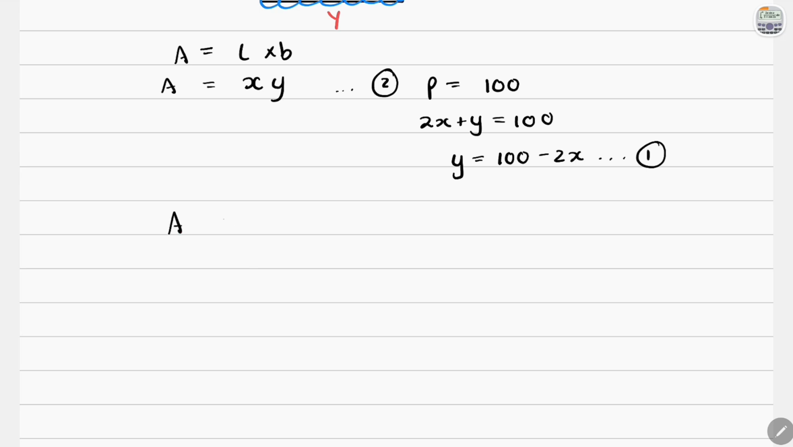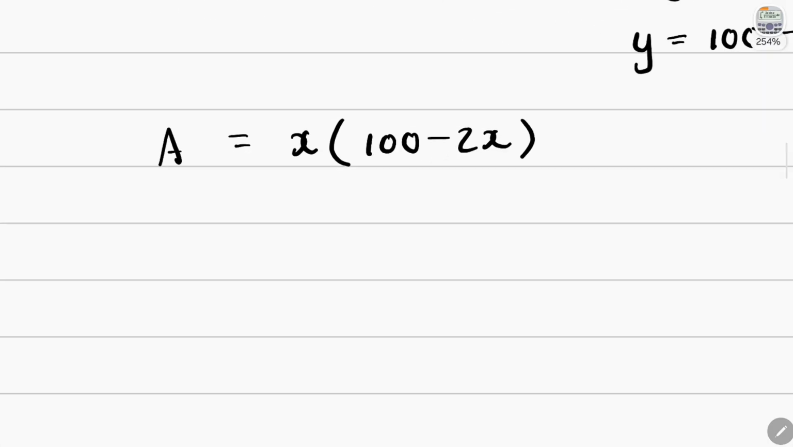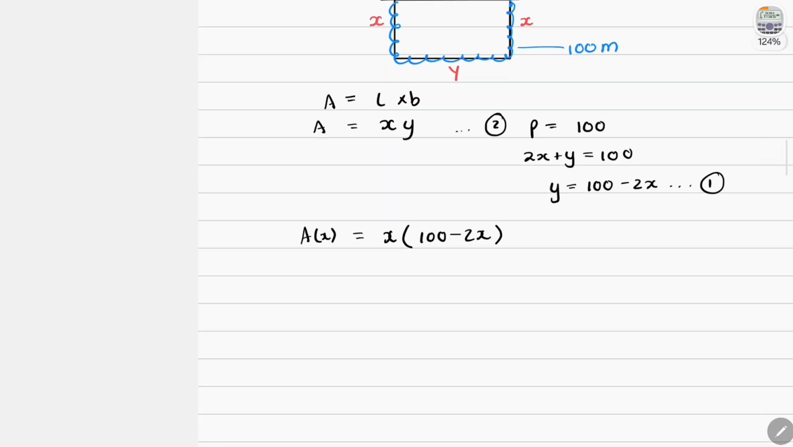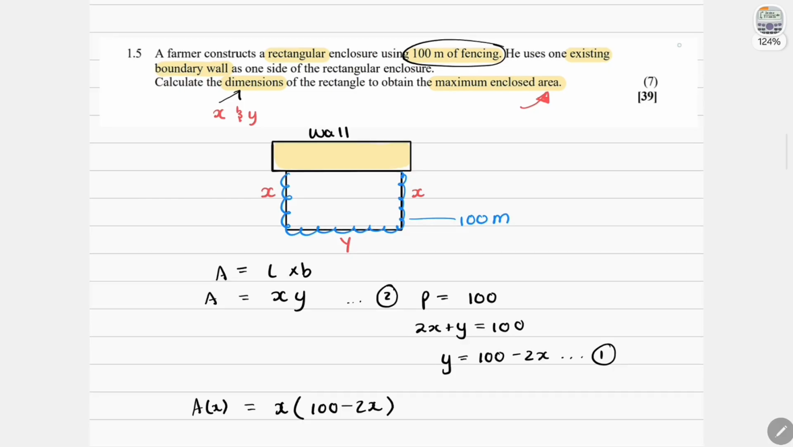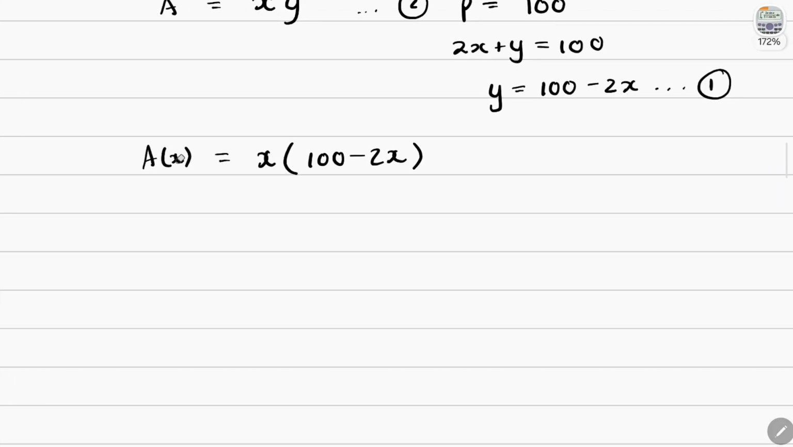So we have A is equal to x multiplied by y. But y has 2 terms, so protect it with brackets to multiply. So 100 minus 2x. Okay, so it is in terms of x. So I'm just going to go ahead and call this A of x. So I'm saying this is the area of this shape, this rectangle that he's building, this enclosure, in terms of x. Okay, so depending on what x is.